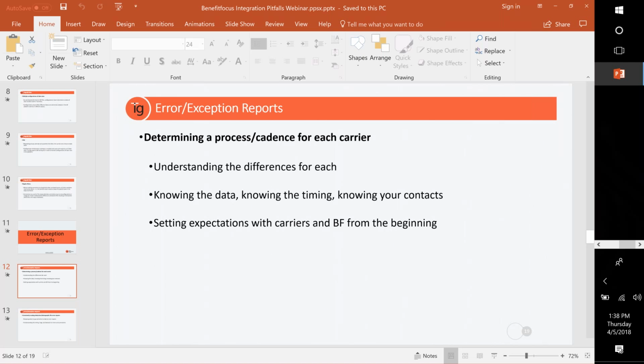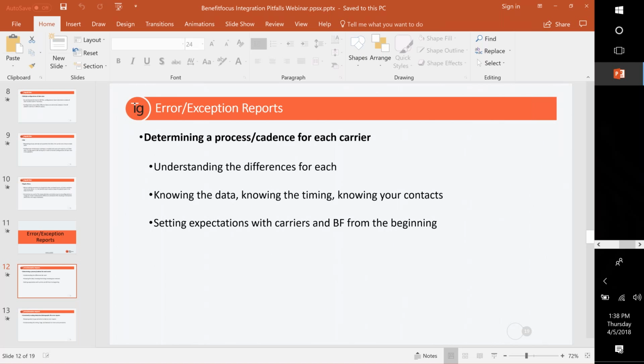The next point that I want to make is knowing your data, knowing the timing, and knowing your contacts. Another huge thing is setting up the timing of all of your files to make sure that things are working correctly based on the volume of when you expect changes from employees. I know that seems pretty basic, but a lot of people don't realize it until after the fact. A little known thing is that you can change the timing of your files at Benefit Focus as long as you file a case and plead your business reason for it. Even when they say no the first time, you can make it happen.